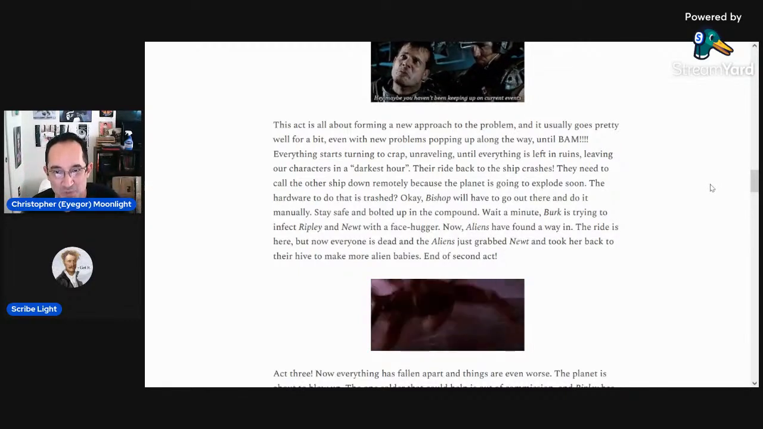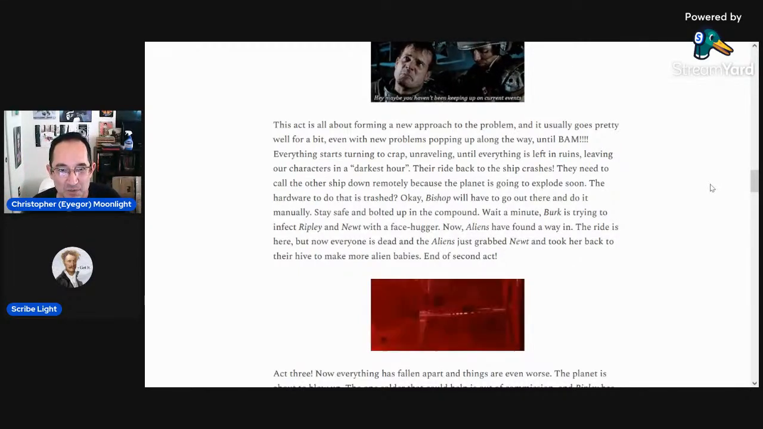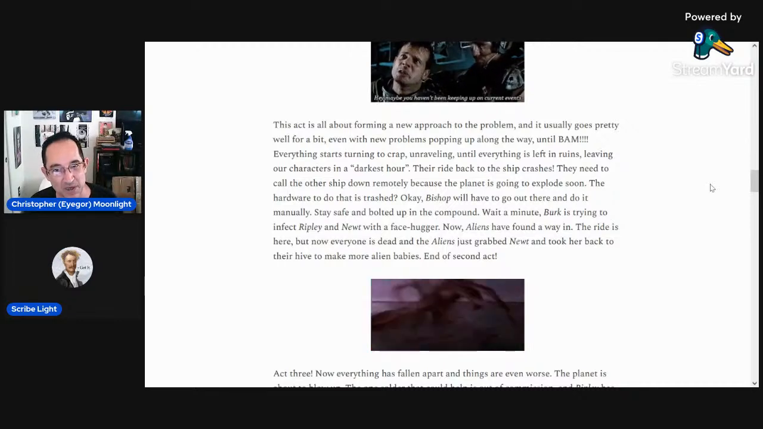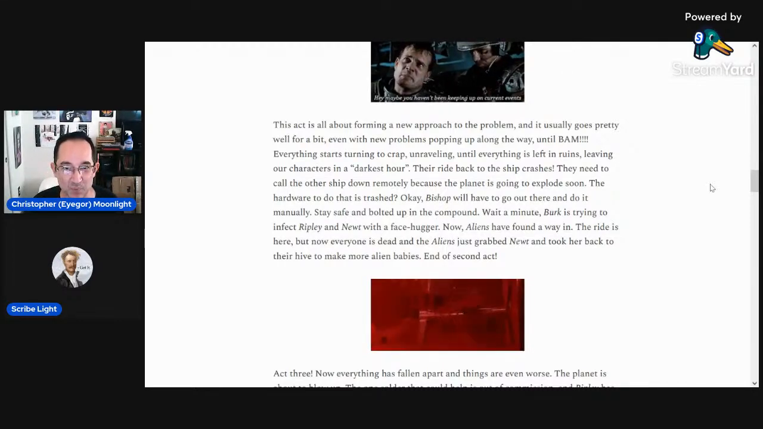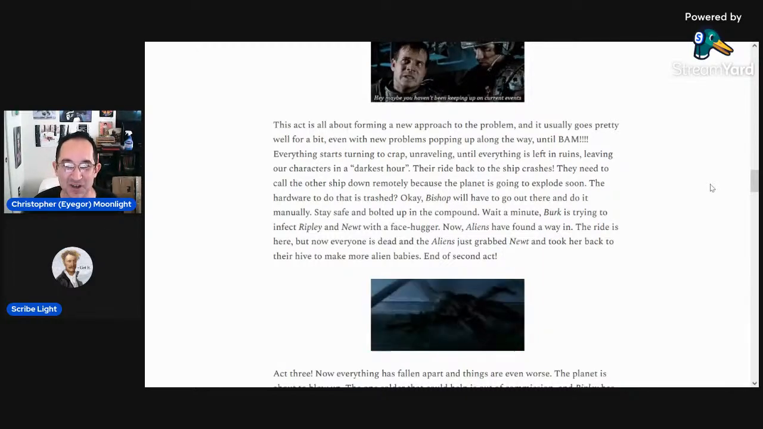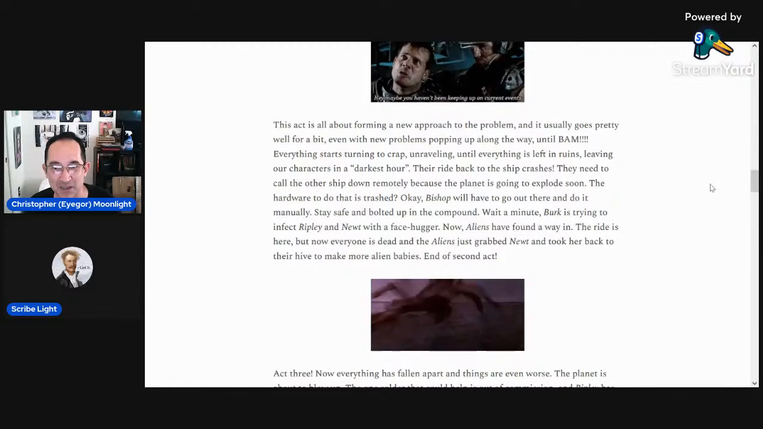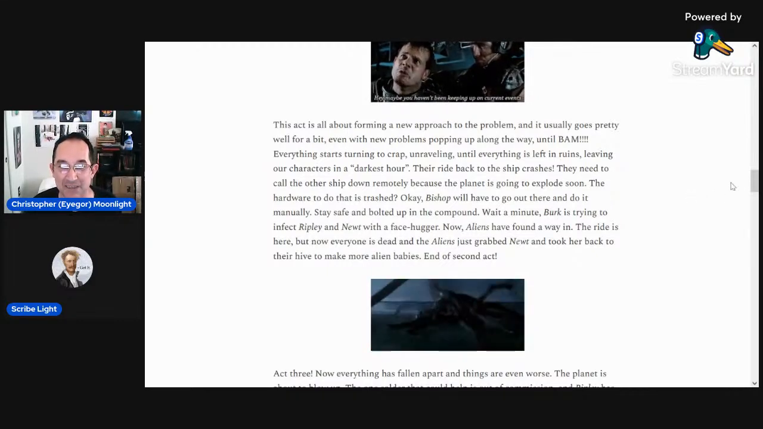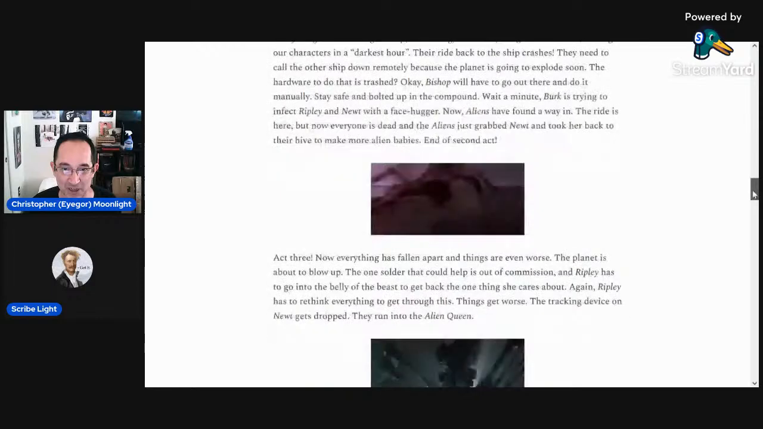Their ride back to the ship crashes. They need to call another ship down remotely because the planet is going to explode soon. The hardware to do that is trashed. Okay, Bishop will have to go out there and do it manually. Stay safe and bolted up in the compound. Wait a minute, Burke is trying to infect Ripley and Newt with a face hugger. Now aliens have found a way in. The ride is here, but now everyone is dead, and the aliens just grabbed Newt and took her back to their hive to make more baby aliens. End of the second act.